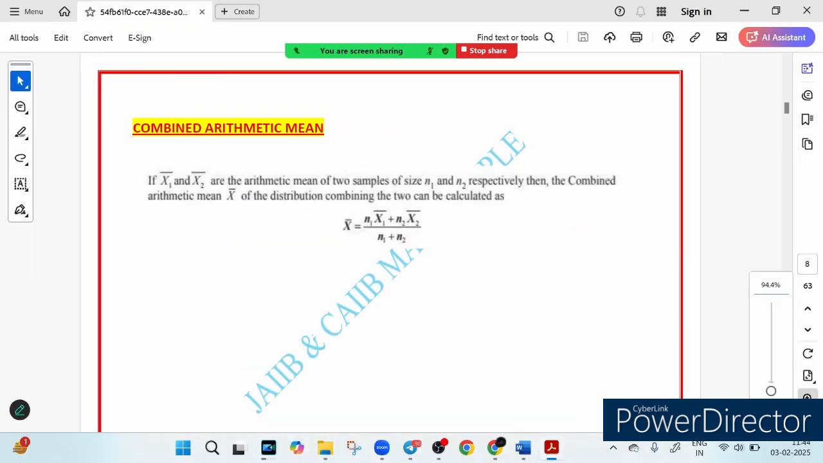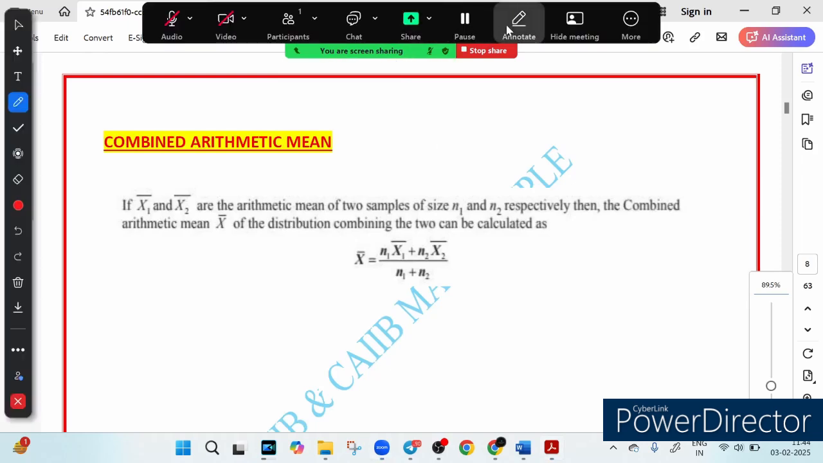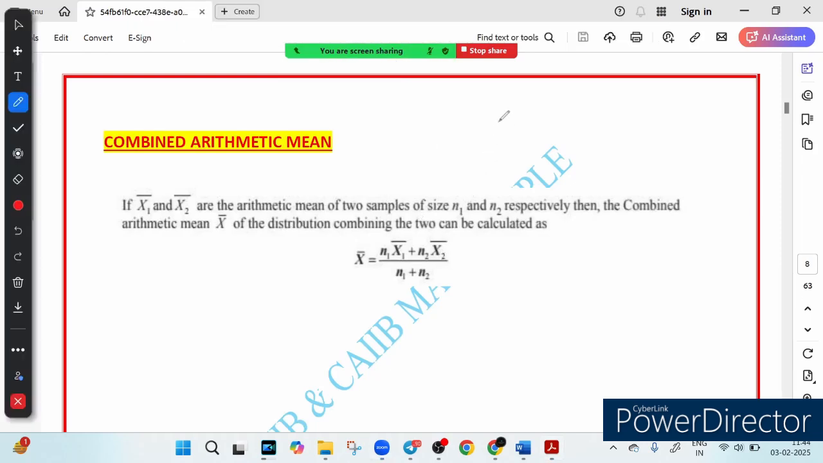Let's continue studying combined arithmetic mean. So let's understand what is the meaning of this combined arithmetic mean, right? Suppose we have 2 samples. So this is the first sample and this is the second sample.